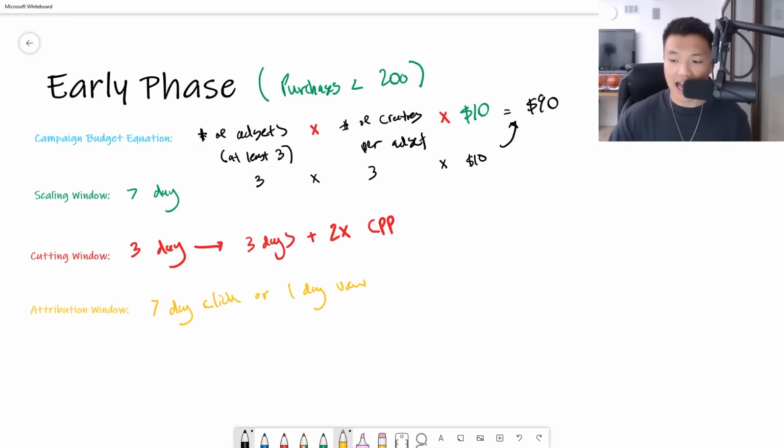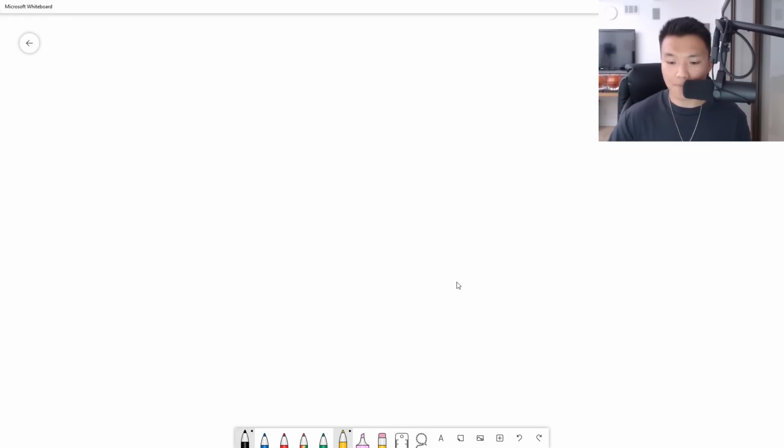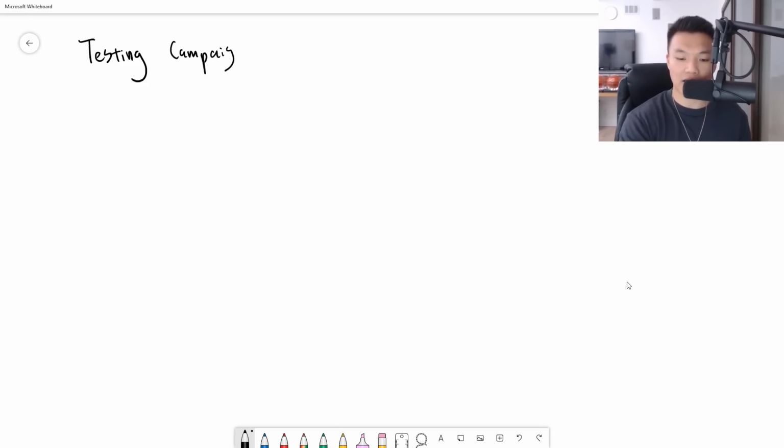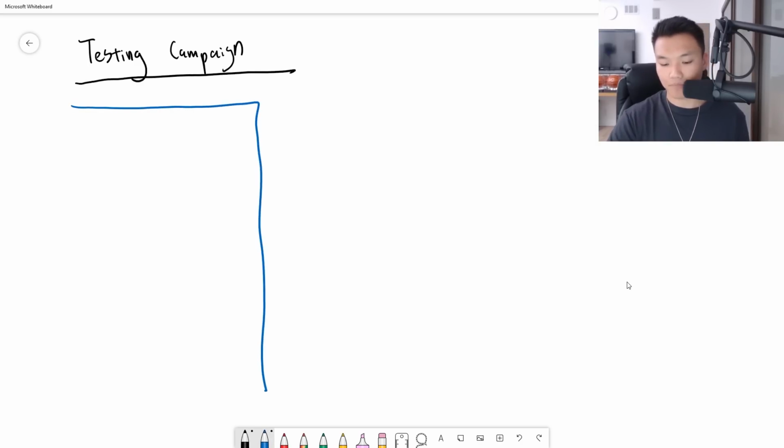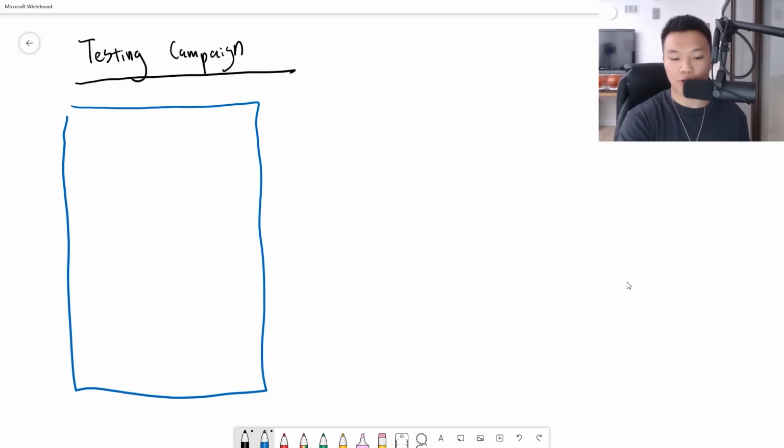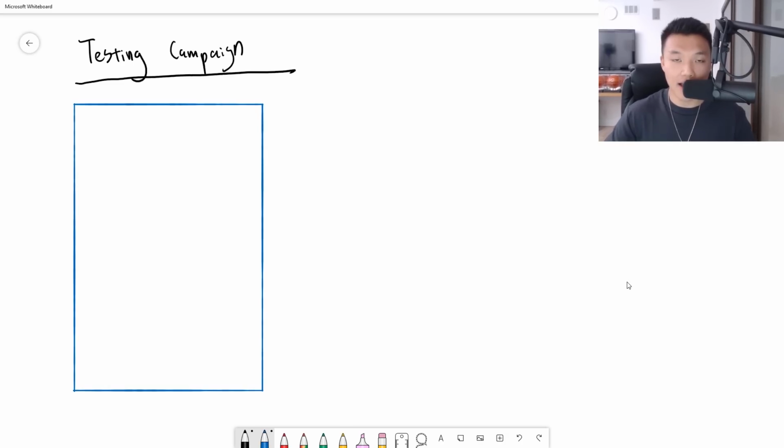I'm going to go ahead and clear this canvas now, and we're going to talk about how you actually scale and how you actually test. There are going to be 2 types of campaigns within this early stage, and this principle is going to carry on. There's going to be a testing campaign, and this is what you're going to start out with. I hate it when this board does that, so there it is. Let's just say this is one massive campaign, and I hope these shapes are an intuitive way of conceptualizing this Facebook ad strategy. So this is the testing campaign.